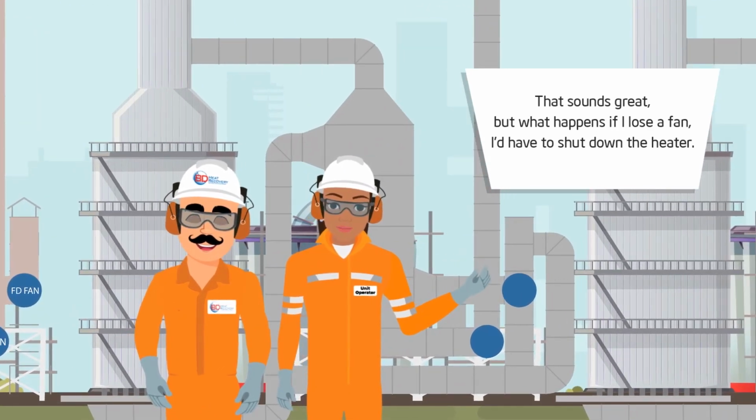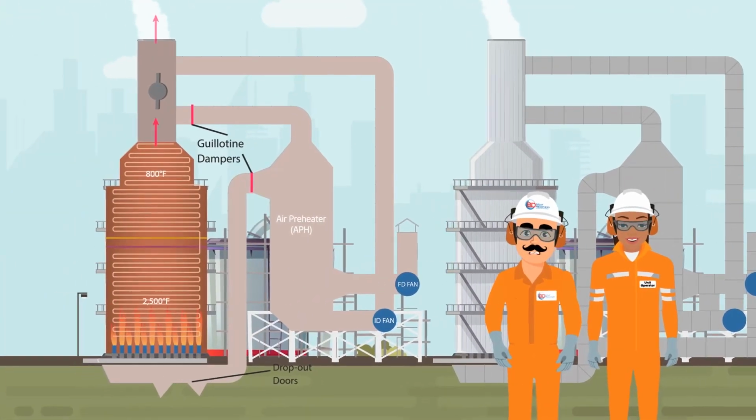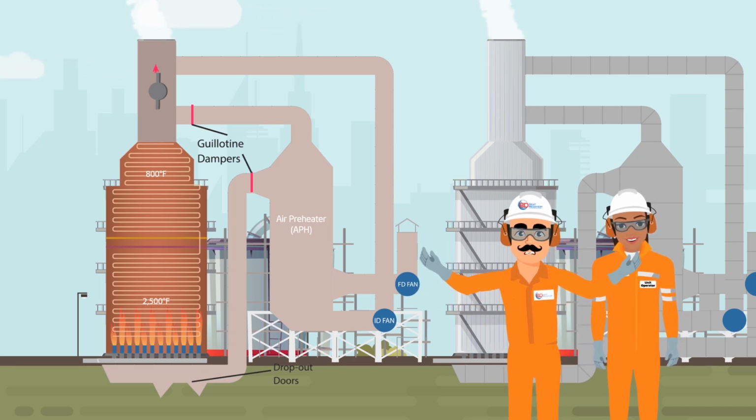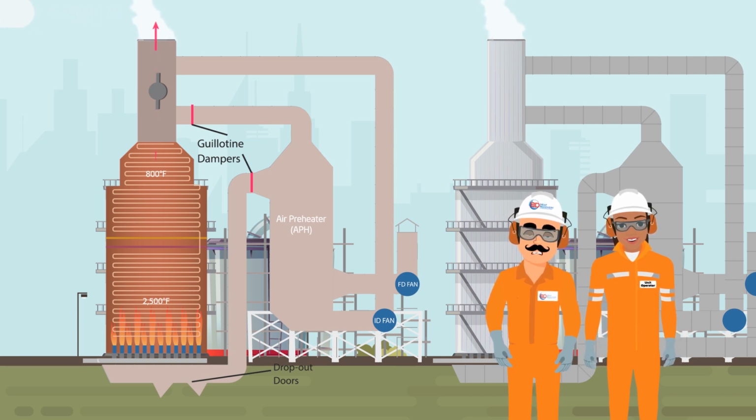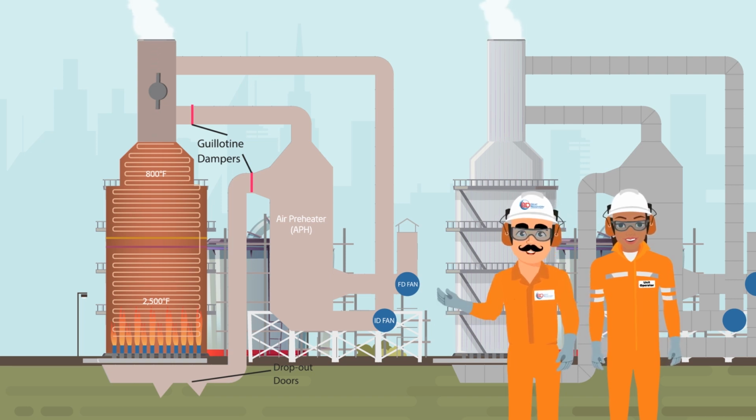I'd have to shut down the heater. That's a very good observation. Currently, the unit operates on natural draft, meaning the stack supplies the necessary suction pressure to pull the combustion air through the burners and heater before discharging to the atmosphere. The new combustion ducts include dropout doors. Should a fan fail, these dropout doors fall open and the stack damper opens, returning the heater to its original natural draft design. We can even add guillotine dampers in the flue gas and air ducts to isolate the APH.